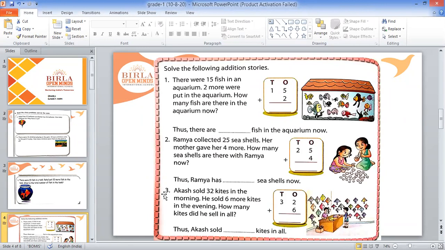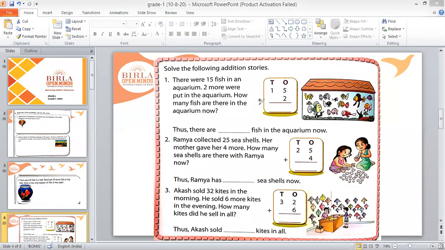Yes, you have to open page number 72 of your math textbook, children. Write date and classwork there. Okay, so I will read these story problems for you. And what we have to do then, you all can see a plus symbol is there.